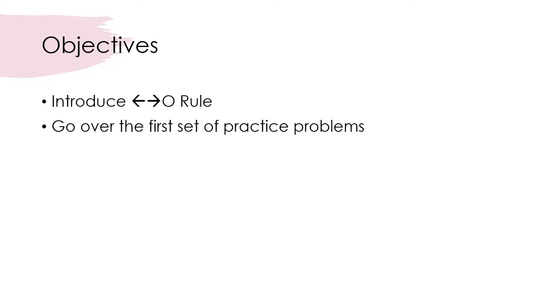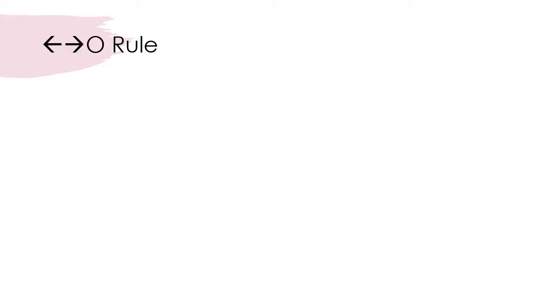Go over the double arrow out rule, and then we're going to go over the first set of practice problems. The double arrow out rule is actually pretty easy compared to some of the other rules we've been learning, like the tilde in, tilde out rule, arrow in rule. And if you remember what I said about the double arrow, say we have this written here.